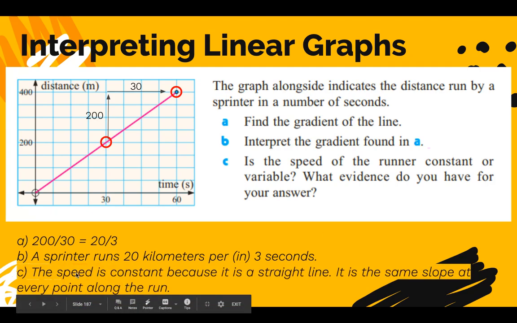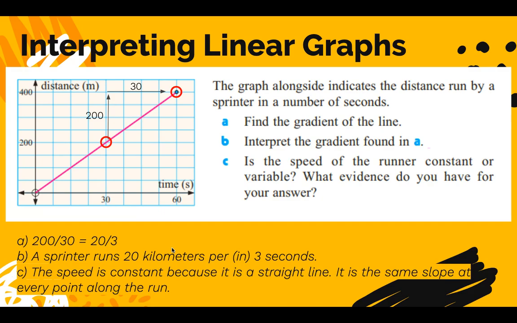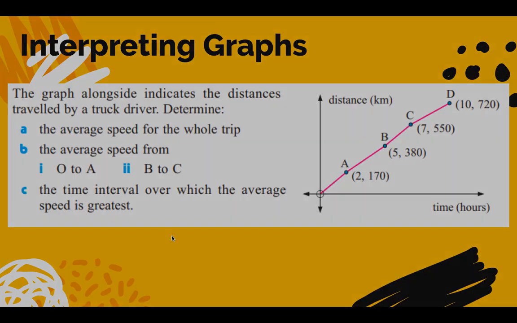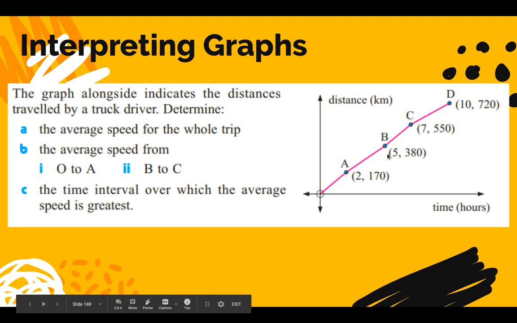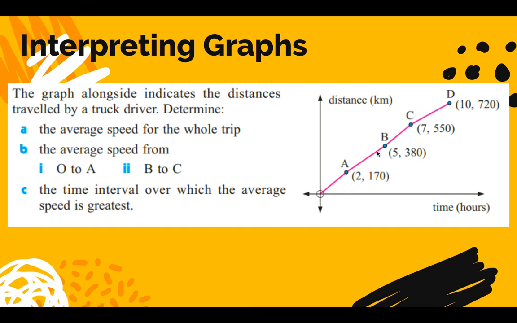And as I said before, the speed is constant because it's a straight line. It is the same slope at every point along the run. So he is running the same speed the entire run, which is pretty impressive to keep that speed. Here's another graph. Notice right away that this graph is not a straight line throughout. There are little straight line segments that are connected, but it is not a constant rate of change throughout. So the slope is different between different points on the graph.